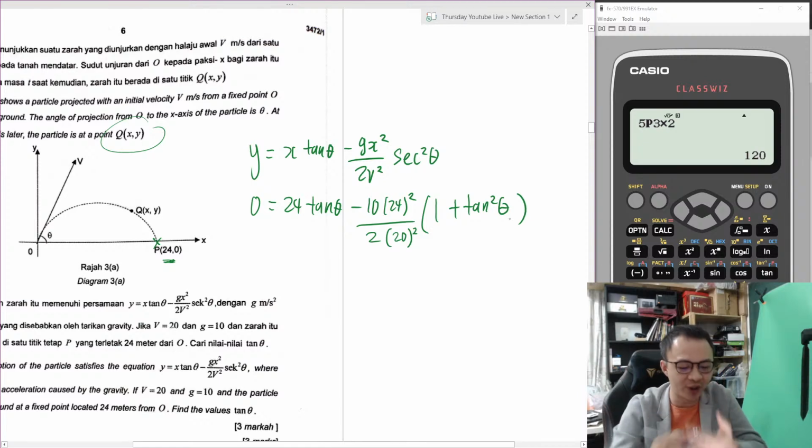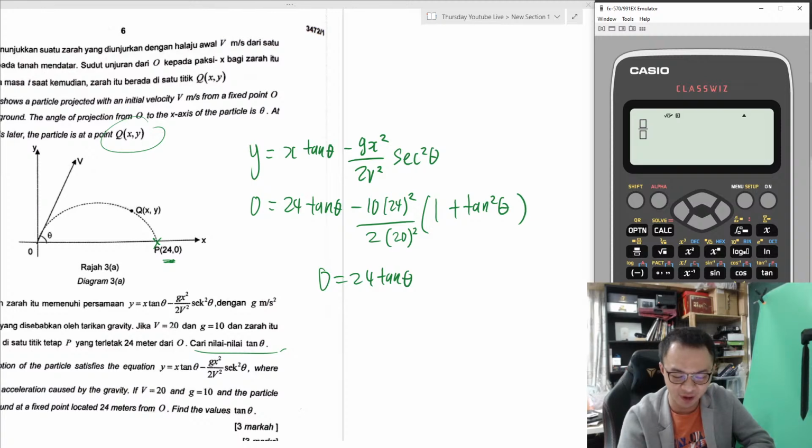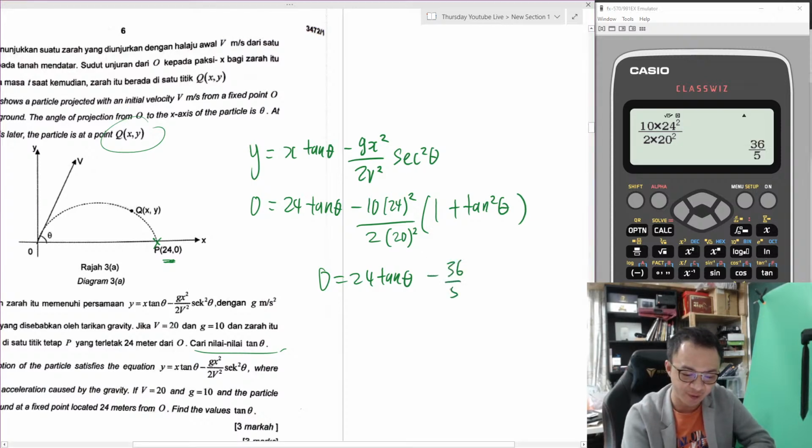So what I want to do here, I try to simplify this equation and solve it to find the theta, because they asked us to find the value of tangent theta. So, okay, let's do it. And here we have some constant number we need to solve. 10 times 24 square over 2 times 20 square. So this one is minus 36 over 5. Multiply into both. So plus 36 over 5 tangent square.